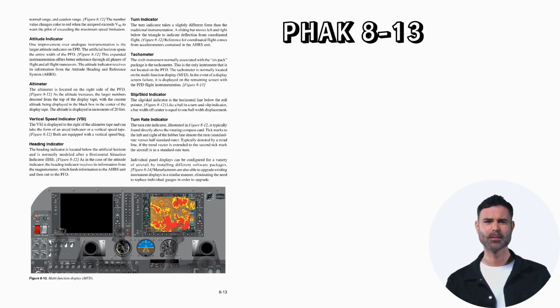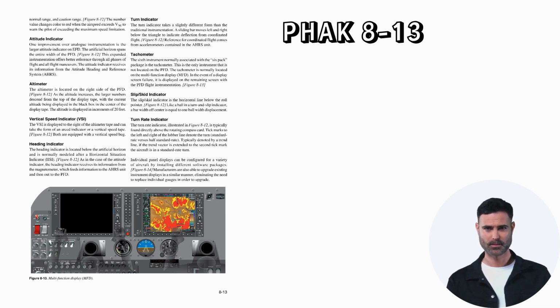Heading indicator. The heading indicator is located below the artificial horizon and is normally modeled after a horizontal situation indicator, HSI. As in the case of the attitude indicator, the heading indicator receives its information from the magnetometer, which feeds information to the AHRS unit and then out to the PFD. Turn indicator. The turn indicator takes a slightly different form than the traditional instrumentation. A sliding bar moves left and right below the triangle to indicate deflection from coordinated flight. Reference for coordinated flight comes from accelerometers contained in the AHRS unit.